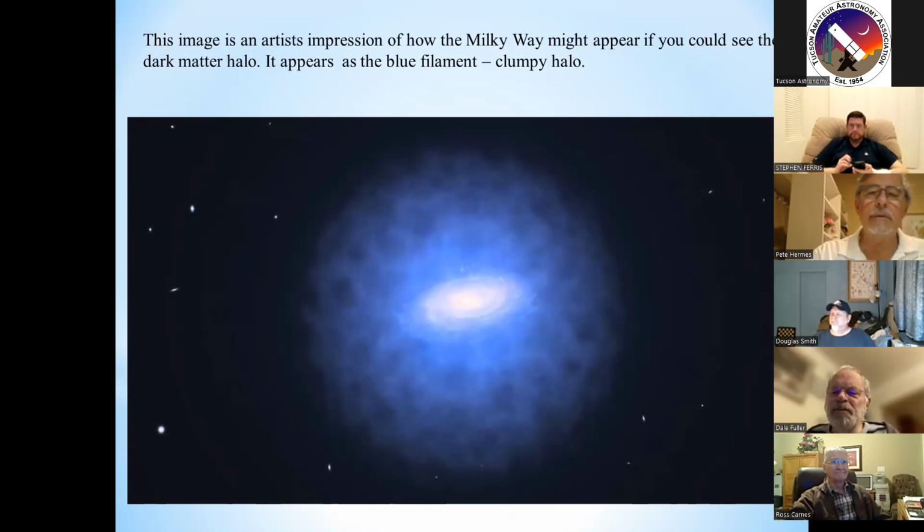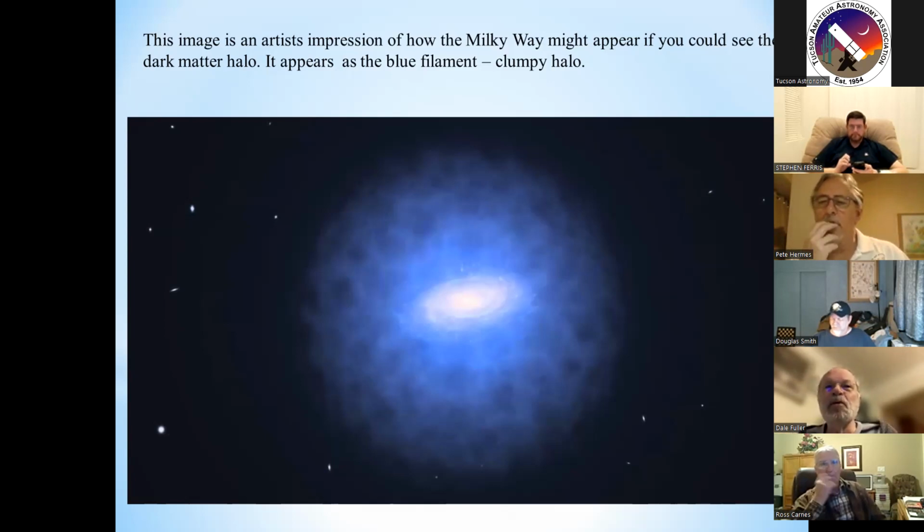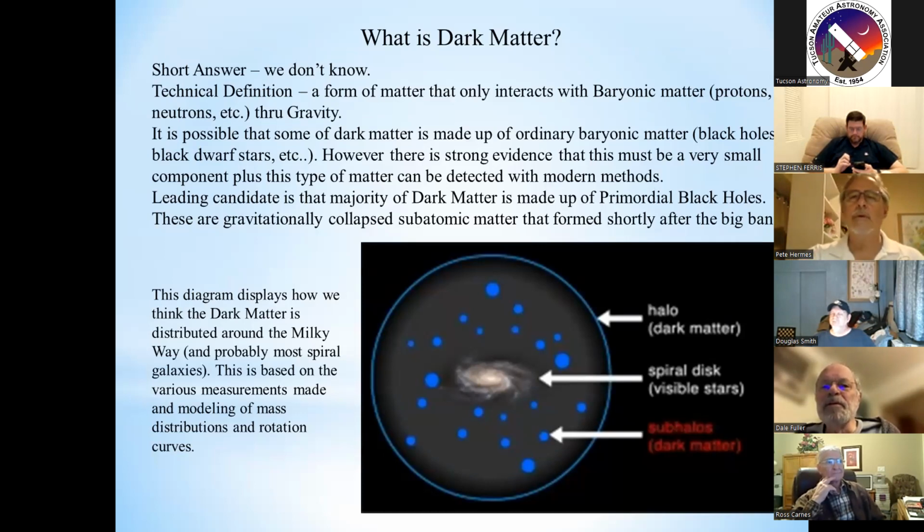So another question. Go ahead. Just before this slide, you mentioned that the leading candidate is that the majority of dark matter is made up of primordial black holes. That's the current theory. Okay. You defined what primordial black holes are. Is there any other kind of black hole other than primordial black holes? Is it possible that black holes have actually developed with the aging of the universe?